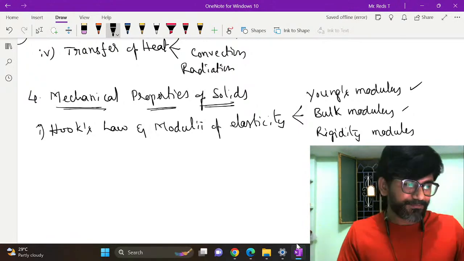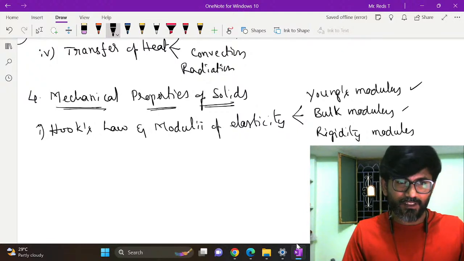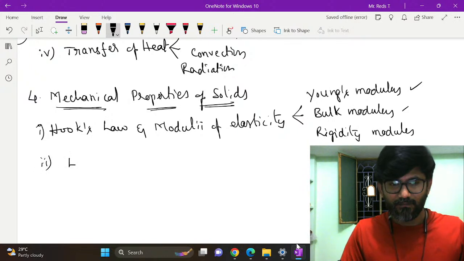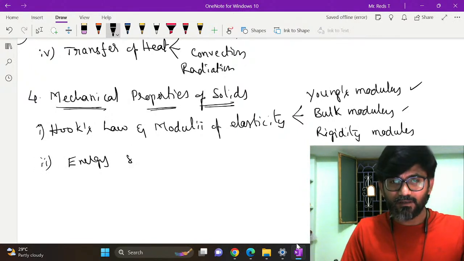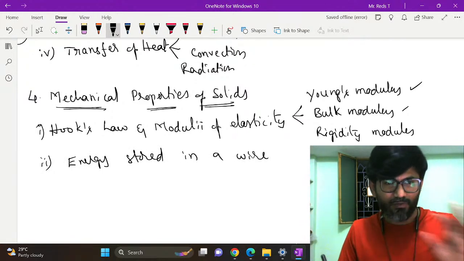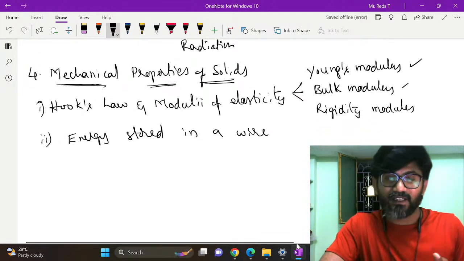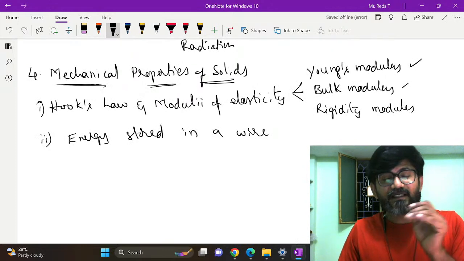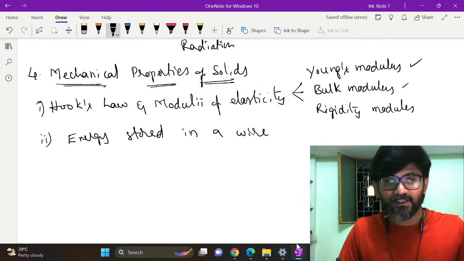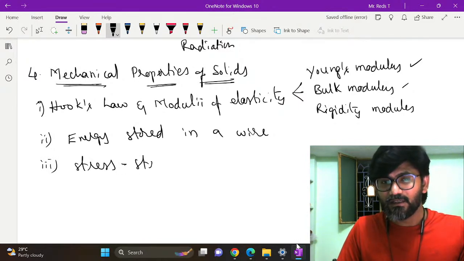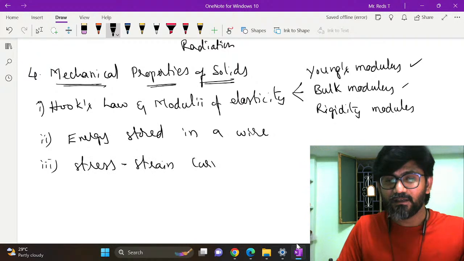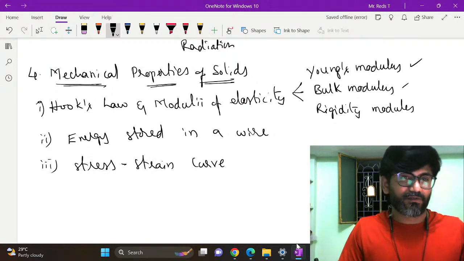Other than this, we can say the energy stored in a wire, which we need to go through. This is about the mechanical properties of solids. It is a very small chapter but very important, guys. And here we have stress strain curve based questions.